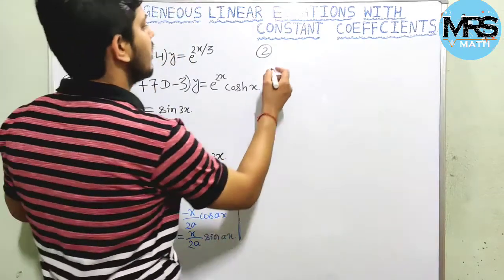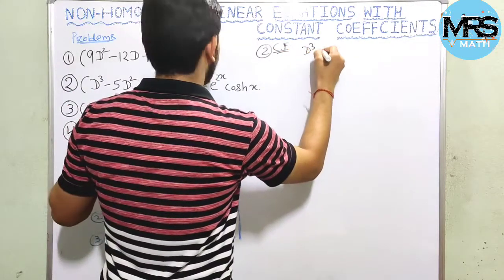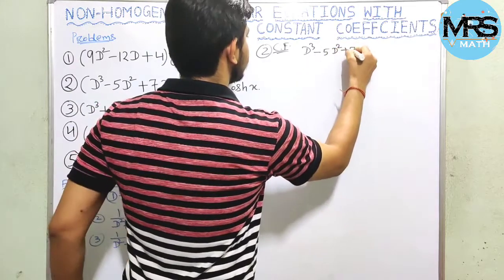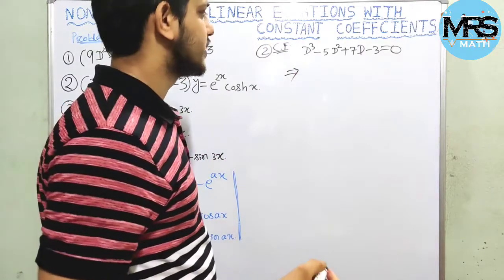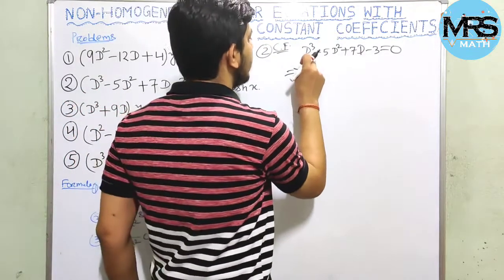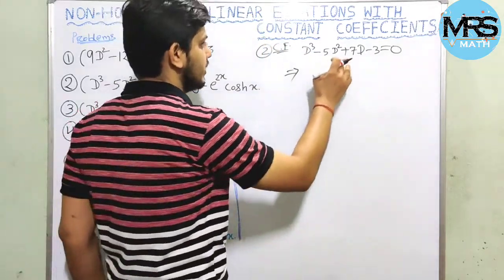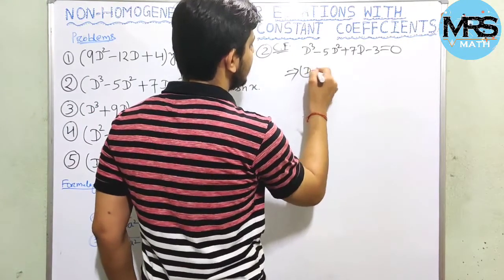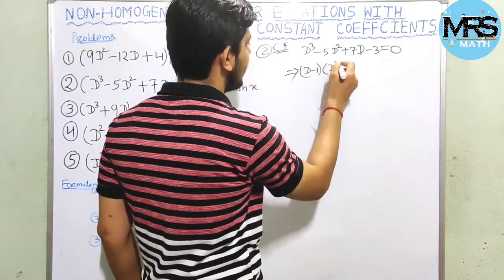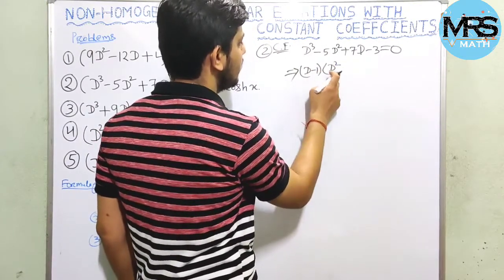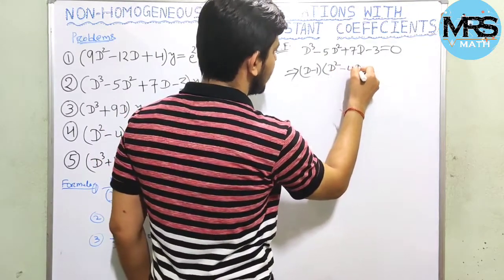First of all we have to find the complementary function. So that is D³ − 5D² + 7D − 3 = 0, correct? This is a cubic equation. Here you can see if we put D as 1, then this part comes as 0. So 1 is a root here, and we can write a factor D − 1. Then if we take D − 1 common, we get D², then minus D² is coming, but we need minus 5D², so we can write D² − 4D.